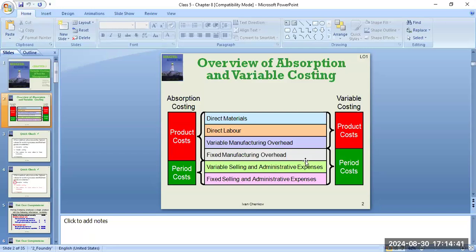So for that reason, since variable costing has one cost less, obviously, the product cost under variable costing will be less than under absorption costing. If the cost of our product is less, then there will be some consequences for that. And we're going to see later what those consequences will be.